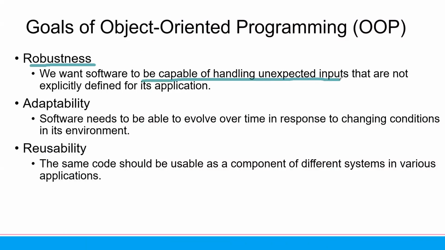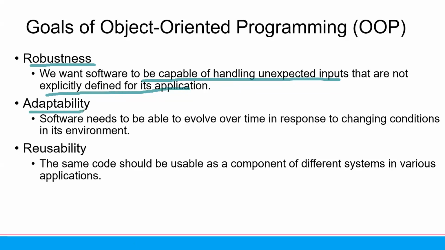When we have unexpected inputs, with object-oriented programming it can explicitly define its application. So if you are making a calculator, of course you want to have numbers as input. If you have a kind of sales database, of course you want to have strings and numbers as input. If you already have your program with object-oriented programming, then you can define what the inputs are.